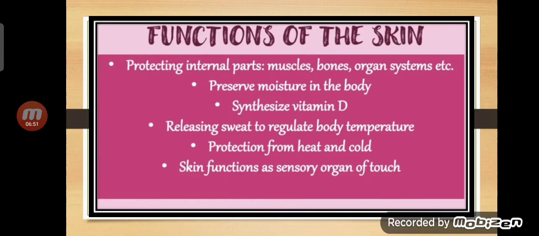Our skin protects us from the heat and cold also. So this skin also works for protection. Whenever there is heat or cold, skin functions as a sensory organ for touch. So whenever you touch any hot pen or something, children, you can feel it and you immediately move your hand backwards. So this is nothing but a sensory organ. Hence it is a sensory organ for touch. Okay children?